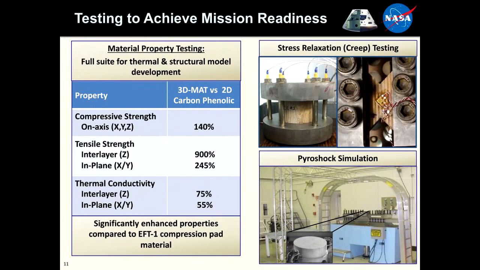So that's great. I'll point out that we also improved upon the thermal conductivity. We want that to be low. We're, again, trying to keep the heat out of the vehicle. Our thermal conductivity is about 3/4 that of the carbon-based system, the 2D carbon phenolic. So this is all really great news for us. We did a whole host of other testing. A few articles are shown here from stress relaxation and shear, some pyroshock simulation along the way, but a full suite of material properties and structural testing has been performed on this material system.